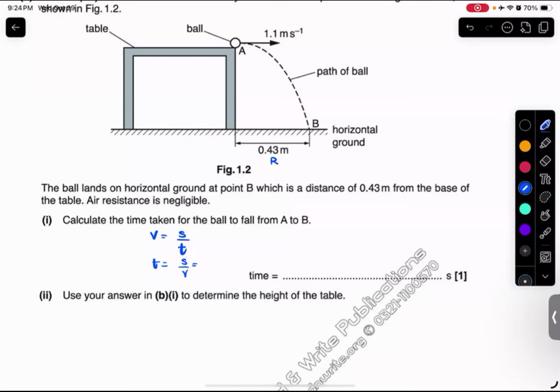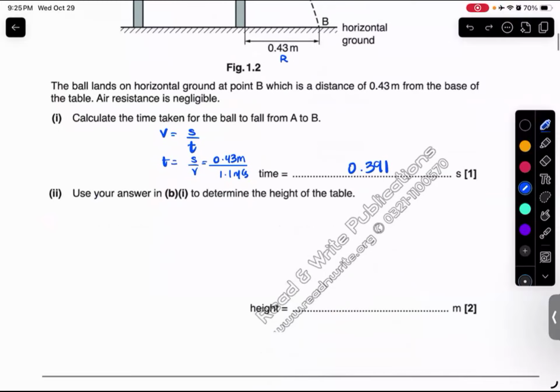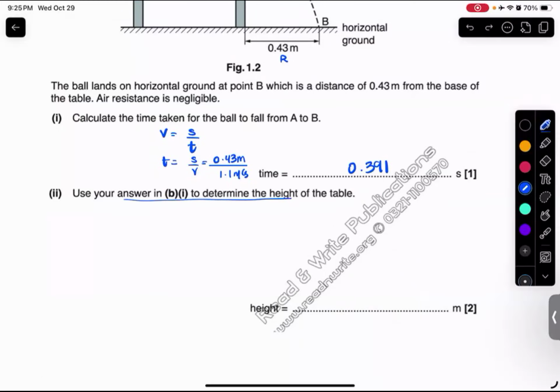Now, what was the range? That was 0.43 meters. What was the velocity? That was 1.1 meters per second. And what does the answer come out to? The answer came out to be 0.43 divided by 1.1. Okay, so the answer is 0.391 seconds. Is that the answer? Does anyone have a different one?